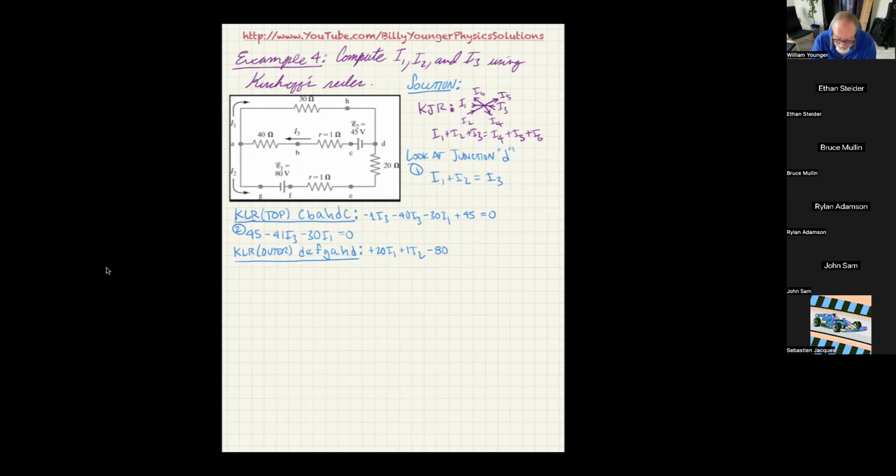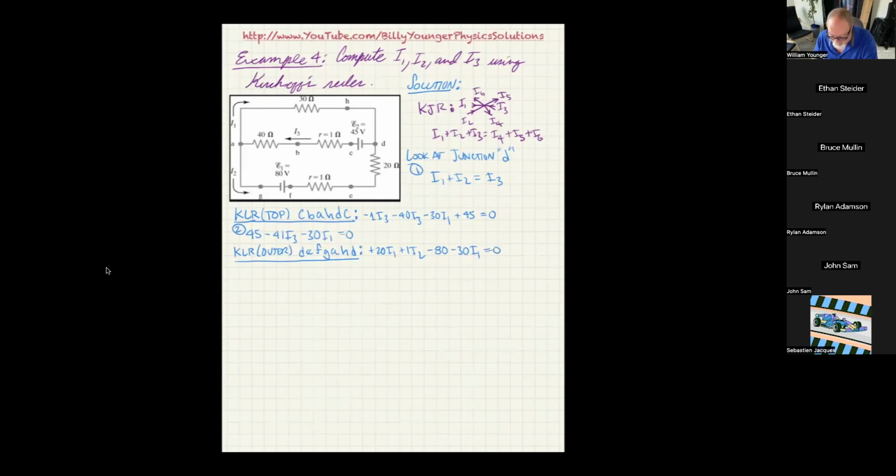I go all the way up. Now I'm going the direction of I1 around the top part. So since I'm going the direction of I1, the 30 ohms is a voltage drop. So I'll say minus 30 times I1. And now I'm back at D, so I'll say equals zero.